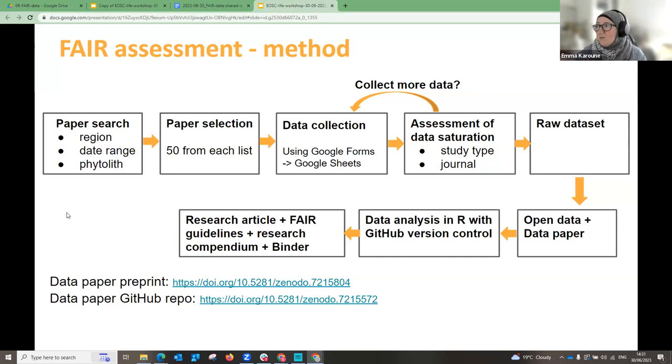We're at the stage at the moment where we've just written a data paper, which is just about to be published. And we're actually using that data now to write up a summary of the data and to propose some recommendations, which I'm just going to talk through.